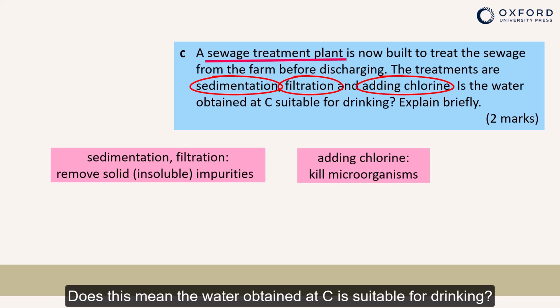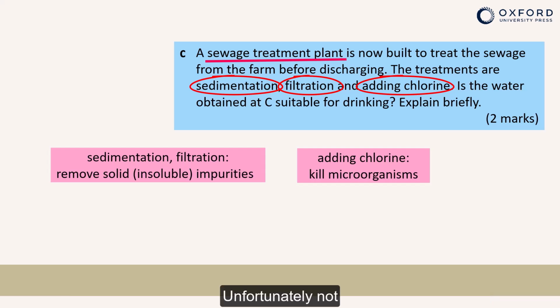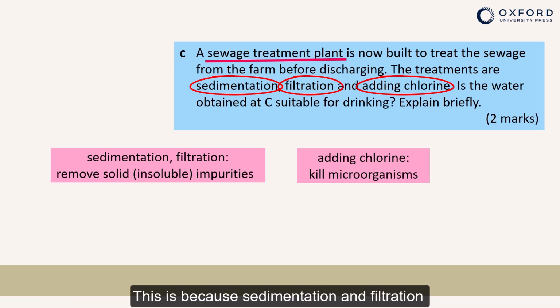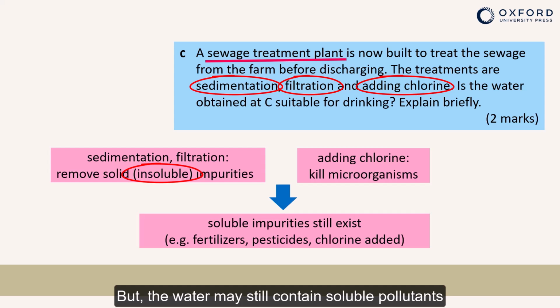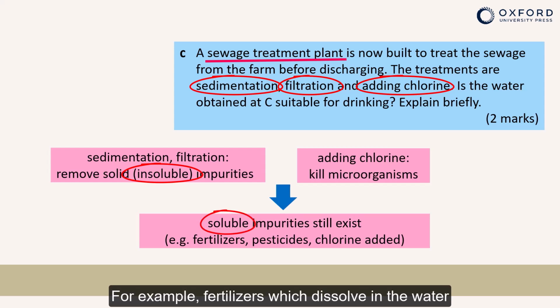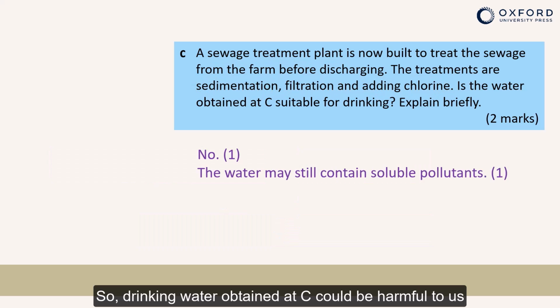Does this mean the water obtained at C is suitable for drinking? Unfortunately not. This is because sedimentation and filtration can only remove insoluble impurities, and chlorine only kills microorganisms. But the water may still contain soluble pollutants. For example, fertilizers which dissolve in the water, and pesticides sprayed on plants to kill pests. So, drinking water obtained at C could be harmful to us.